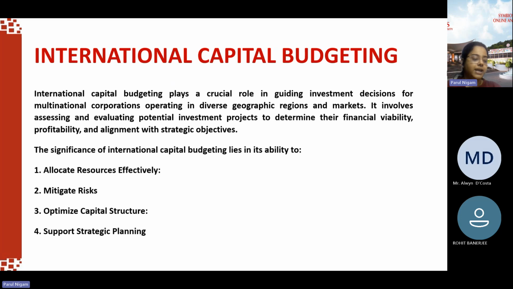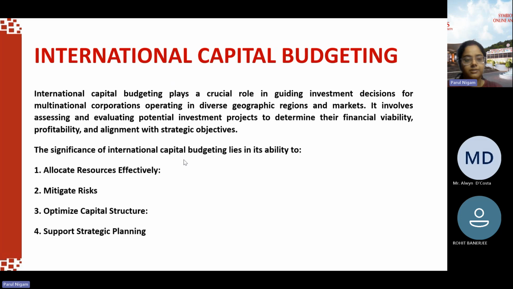Then it helps in managing foreign exchange risks. International investments involve currency fluctuations, which can impact cash flows. So proper capital budgeting integrates exchange rate risk analysis into decision making. A Japanese firm, for example, investing in Brazil would consider hedging strategies while estimating the project cash flows in Brazilian real.